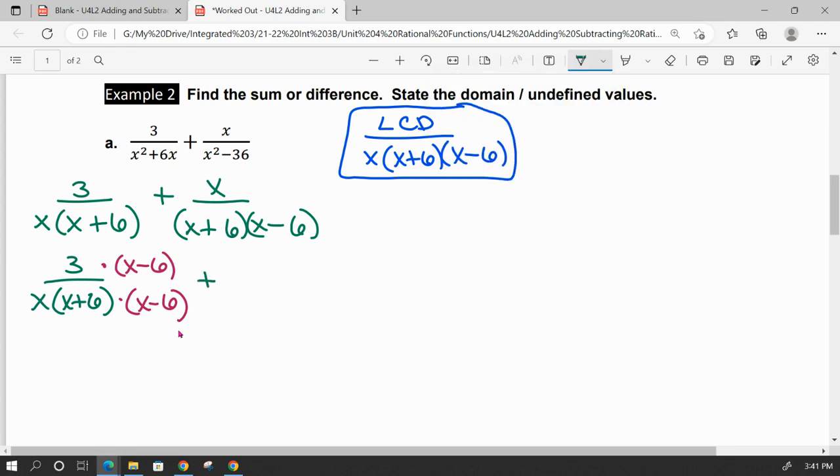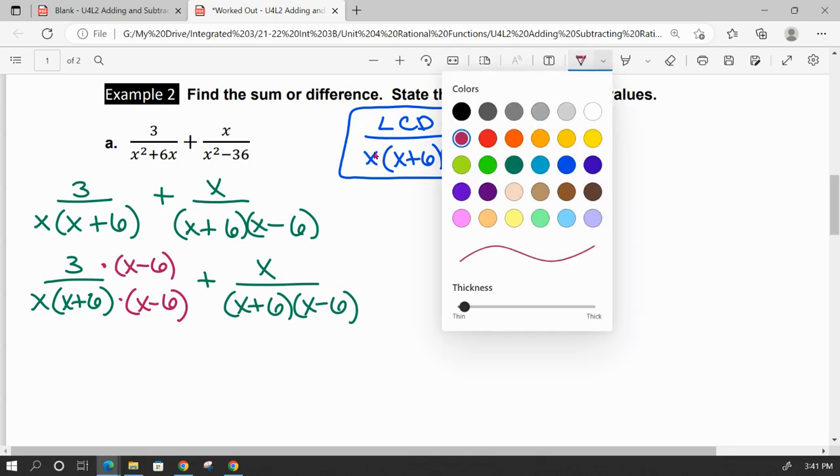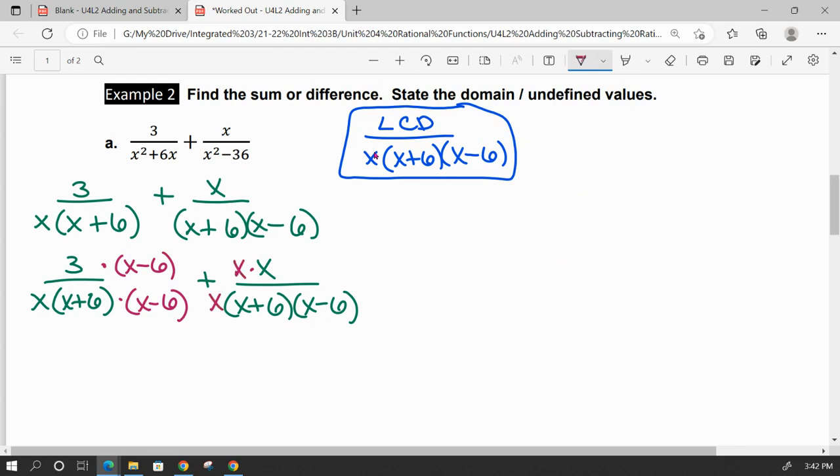The second fraction already has x plus 6 and x minus 6. So if we're trying to make it the same as this least common denominator, it already has the x plus 6, the x minus 6. It's missing that extra x that's being multiplied in front. So we're going to multiply that extra x in front.